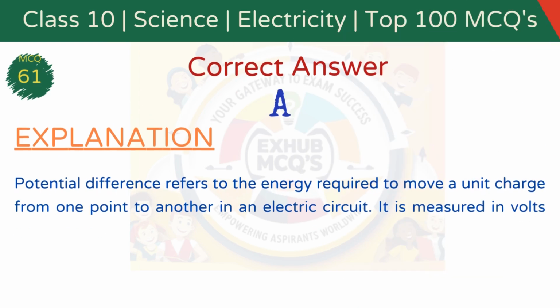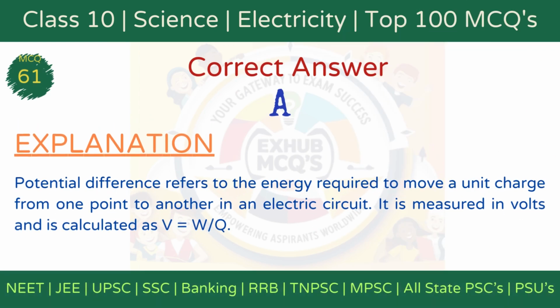The correct answer is option A, energy per unit charge. Potential difference refers to the work done to move a unit charge from one point to another in an electric circuit. It is measured in volts and represents the energy transfer between 2 points.